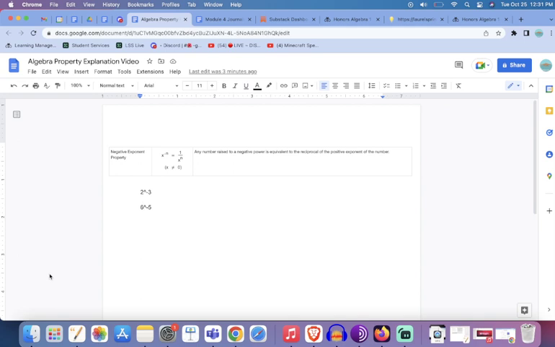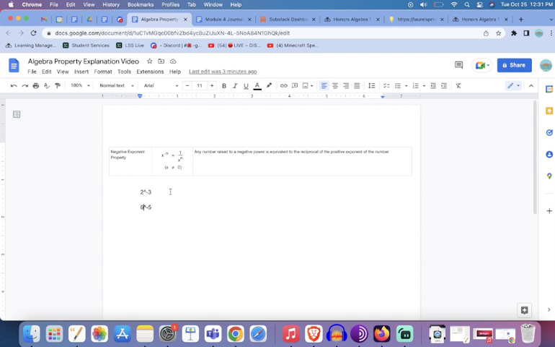The negative exponent property states that any number raised to a negative power is equivalent to the reciprocal of the positive exponent of the number. So as you can see here, x to the power of negative n equals 1 over x to the n. Let me give a few examples of this.